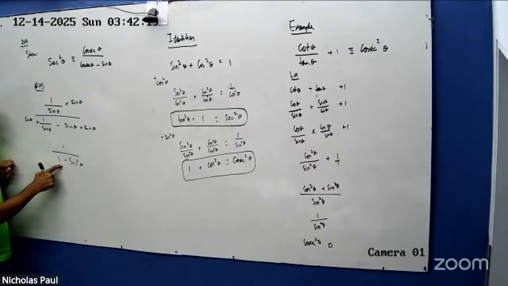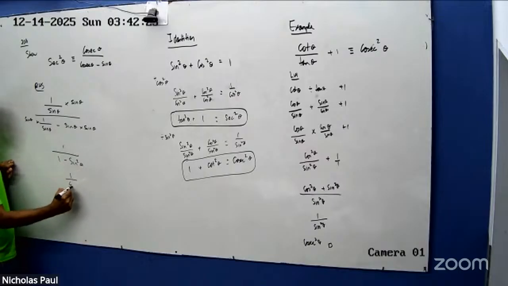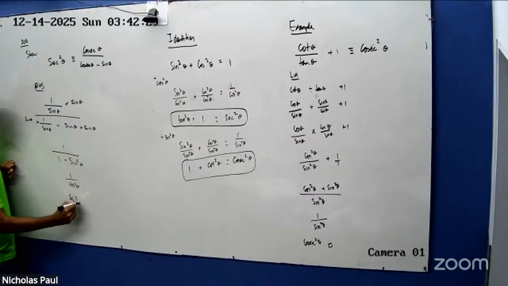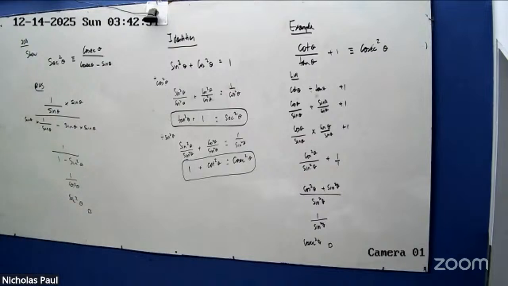What is 1 minus sine squared? Cos squared. So this is 1 on cos squared, which is sec squared. All right, so that's a little warm up back into your identities. Of course, you need to know all the double angle and triple angle ones. We'll prove them later on.